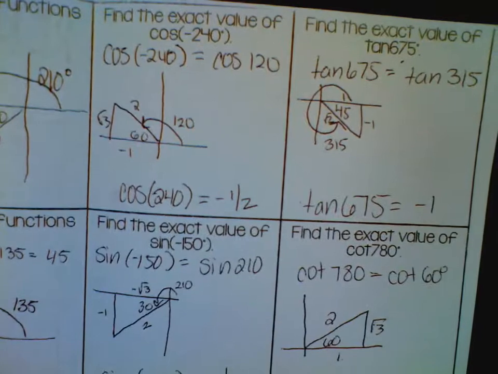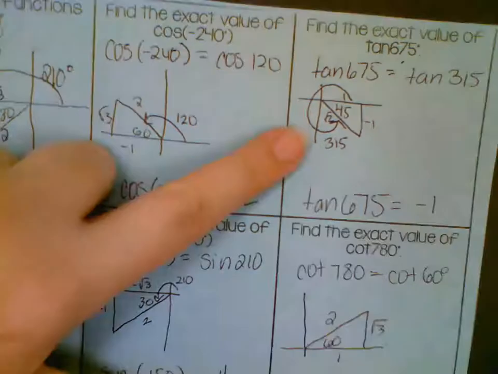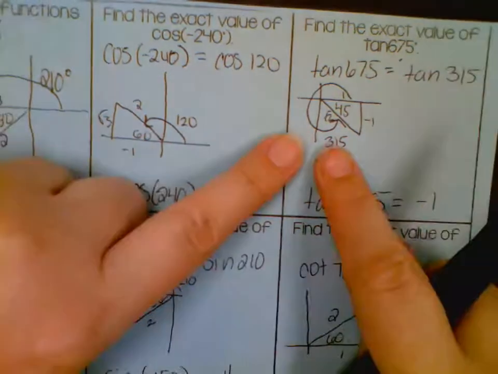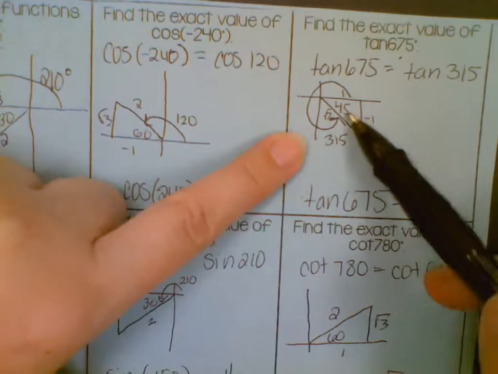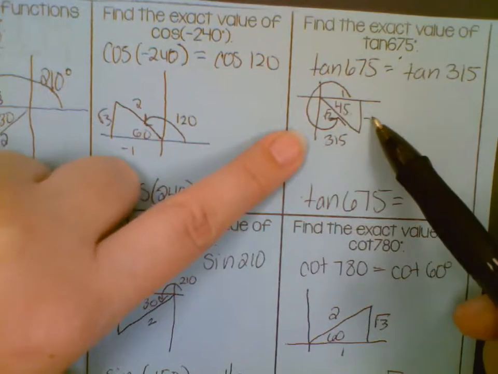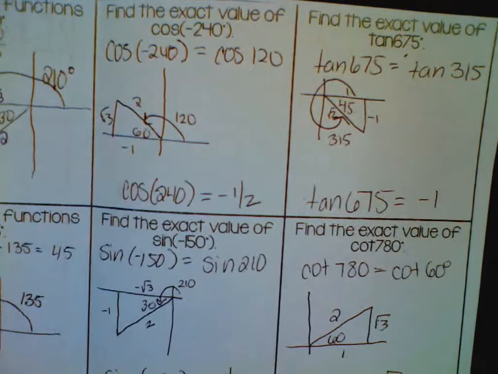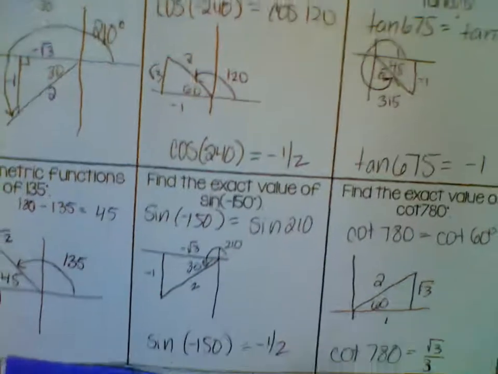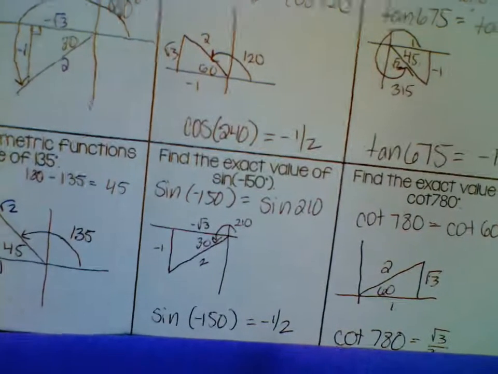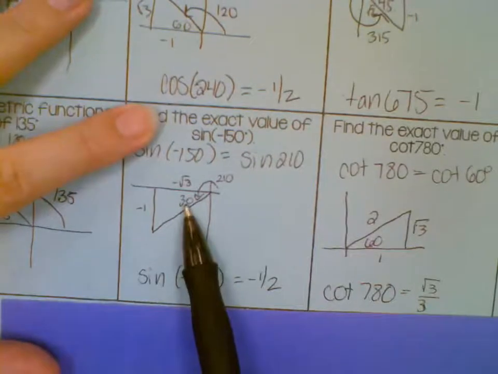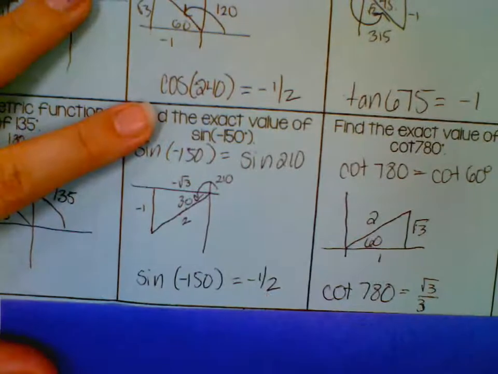Okay, welcome back. I hope that went well. For the tangent of 675, we saw that that's equivalent to tangent of 315, landing in quadrant 4 with a reference angle of 45. So tangent, opposite over adjacent gives us -1. So for the other one, the sine of -150, our coterminal angle is 210. So 210 has a reference angle of 30, so we end up with -1/2.